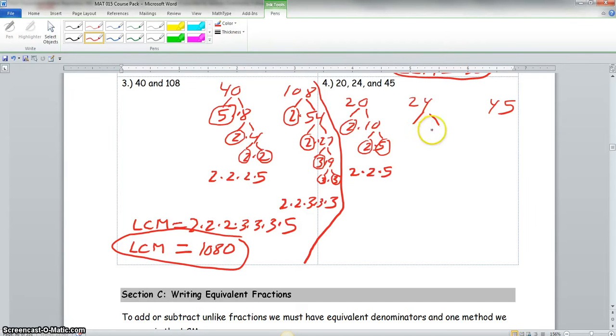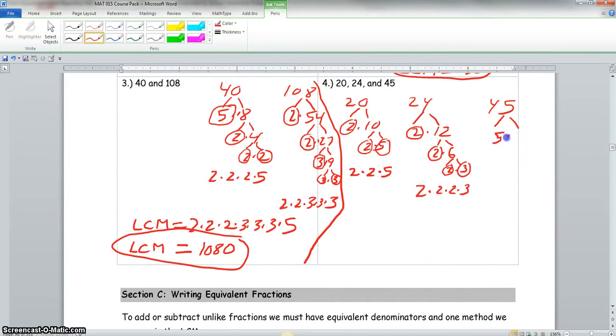Now we go to 24. 24 breaks down to 2 times 12. 2 is prime, 12 is not. 12 breaks down to 2 times 6. 2 is prime, 6 is not. And 6 breaks down to 2 times 3. So we add 2 and 3. So we will add 3 2's and a 3. And now we take care of 24.